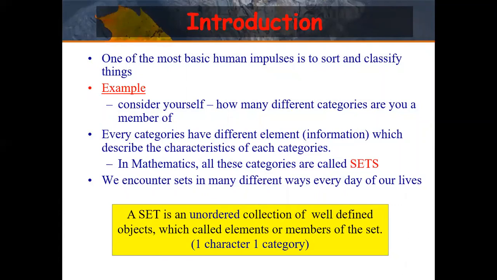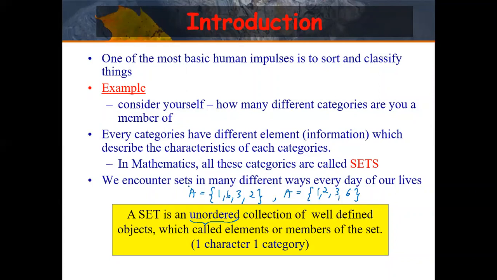So what is a set? It is an unordered collection of well-defined objects, which are called elements. So why is it unordered? Because we do not care about the order. For example, set A consists of elements 1, 6, 3, 2. This is still a set, an unordered collection. It is the same if you have another set, which is 1, 2, 3, 6. This is what I call an unordered collection.